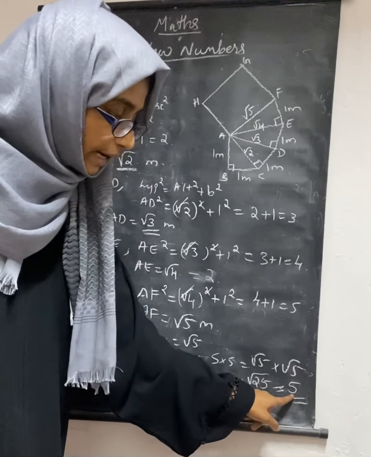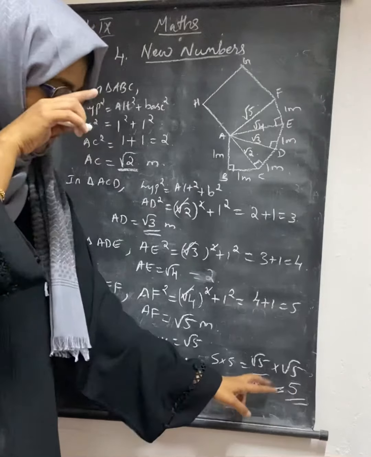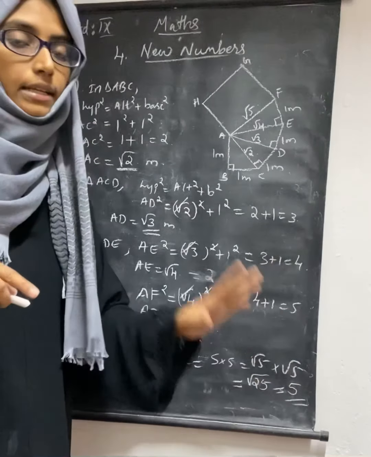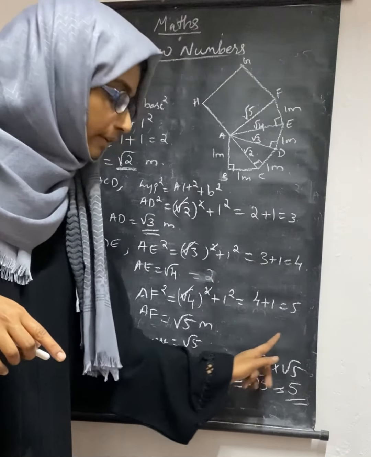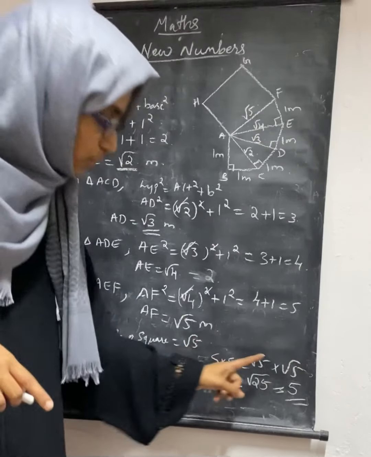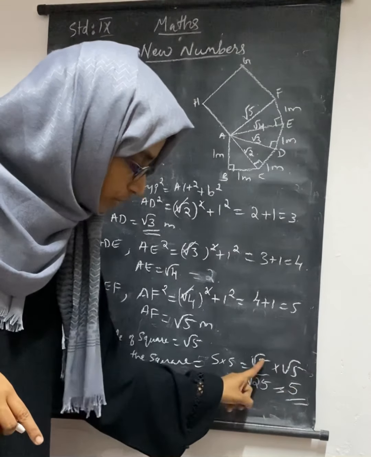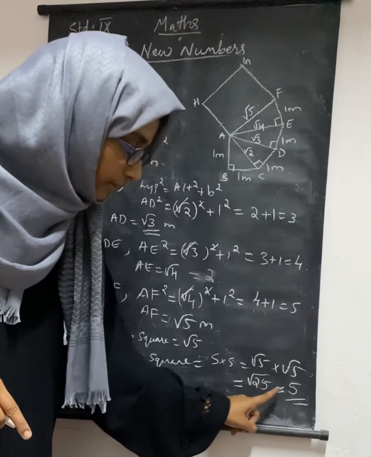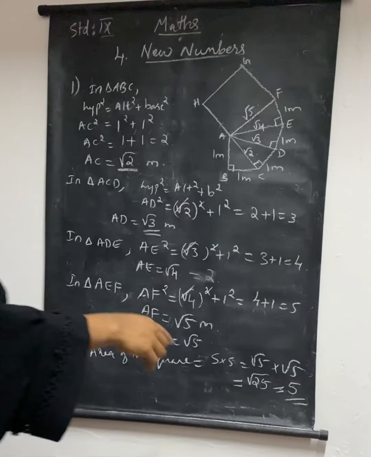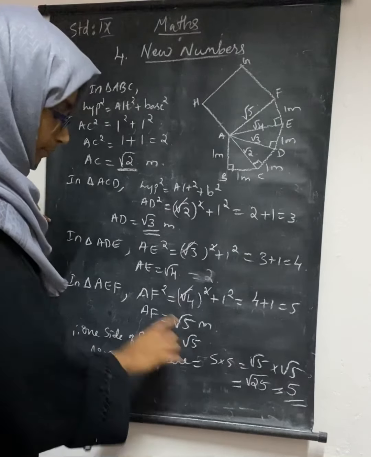Whenever you have the same number under square root multiplied, that number only you have to write, without the square root. If it is square root of 10 into square root of 10, the answer is 10. If it is square root of 25 into square root of 25, the answer is 25. So this just shows how it came. Square root of 5 into square root of 5, square root of 25, that is 5. That is the answer. So the area is 5 and one side will be square root of 5.